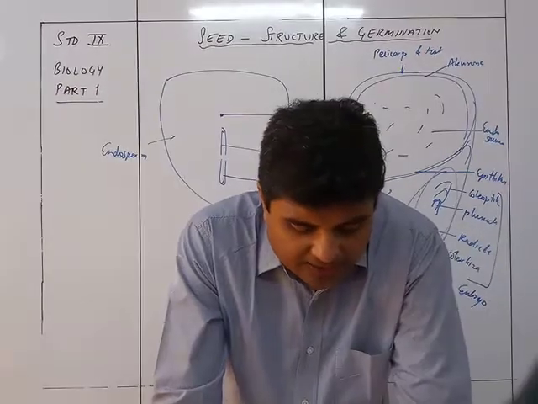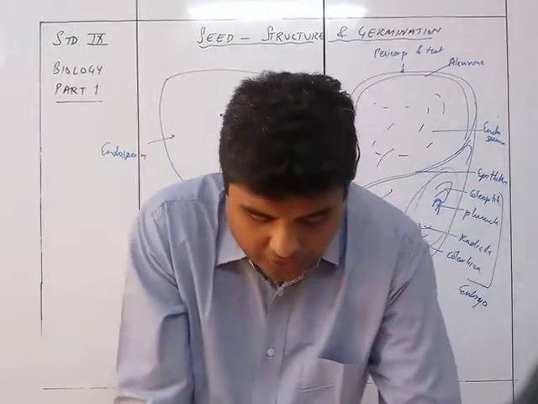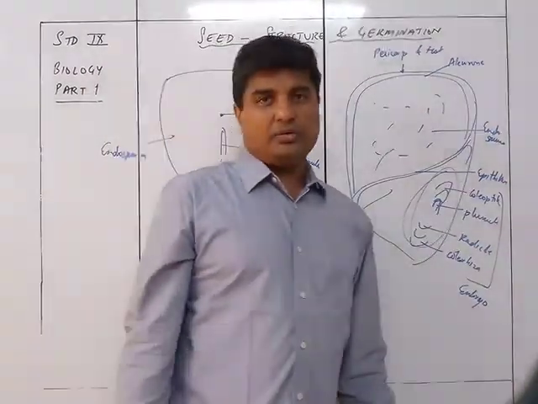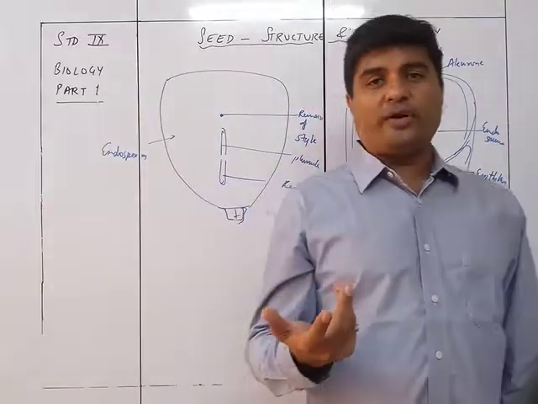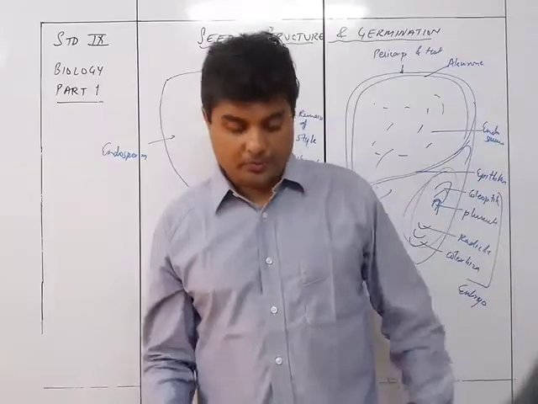The outermost layer of the endosperm is rich in protein and is called the aleurone layer. So the aleurone layer is the outermost part which is rich in protein. That's why we say that grains are good for health, for proteins, because grains have the aleurone layer, which is good in proteins.